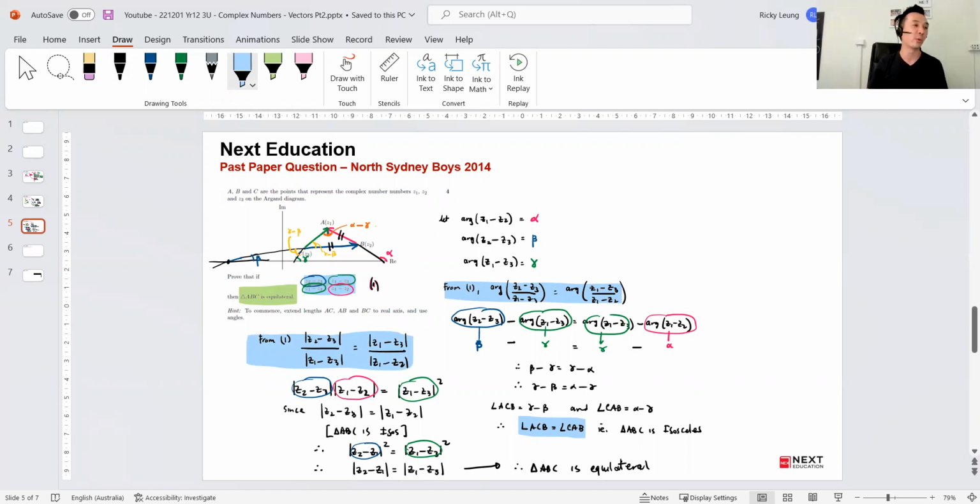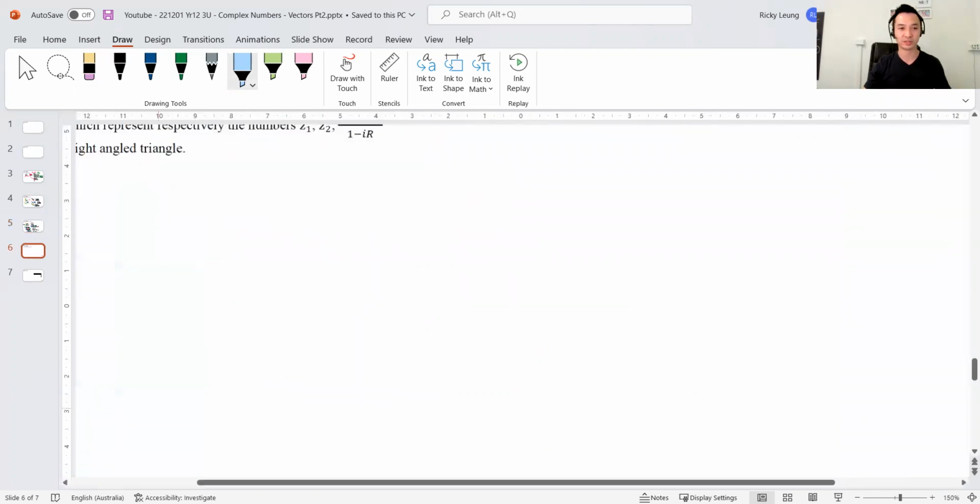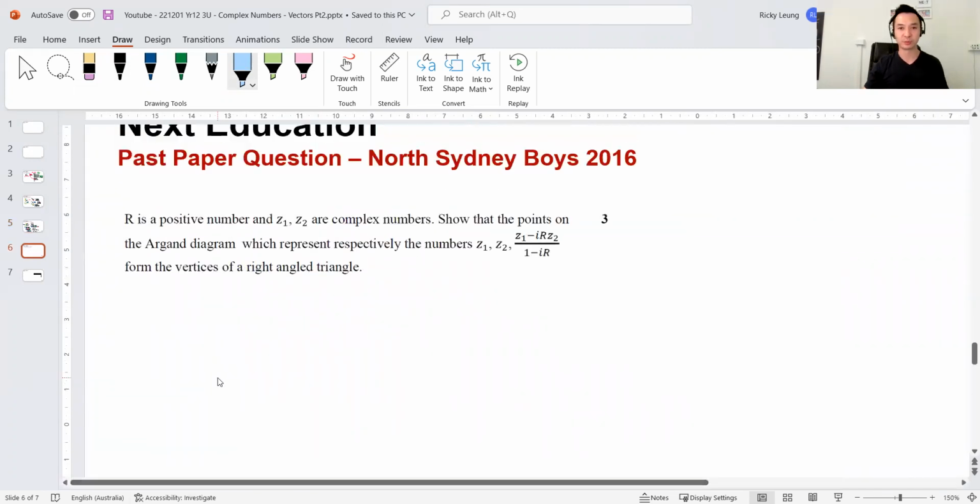Guys, I've got one more question. And I think sometimes in complex number vectors, the hardest questions are those without diagrams. So let's do one, just to really see what it's about. This question from North Sydney Boys 2016: R is a positive number. Then one complex numbers. Show the points which represent Z1, Z2, this guy, form the vertices of a right angle triangle.